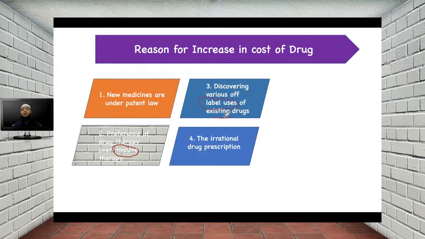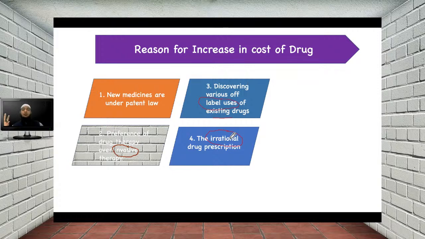The fourth reason could be irrational drug prescription. Now if there are many physicians, just for the sake of getting commission from the pharmaceutical company, they give irrational prescriptions. Suppose you are suffering from a simple disease. Instead of prescribing the antibiotic which is available at a cheaper rate, they may prescribe you an antibiotic which could be available at 500 or 600, a little higher price, so that they will get more benefit, right?